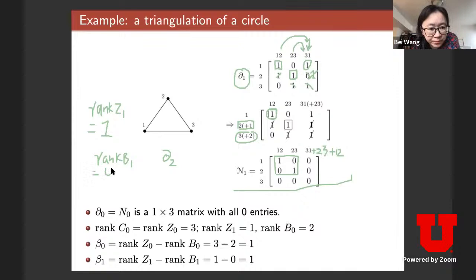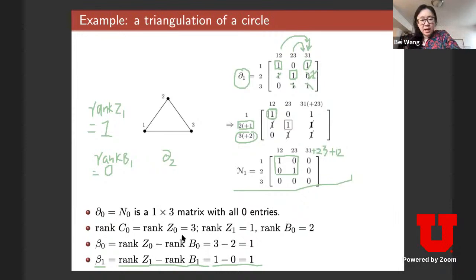So now I know the rank of Z1 and the rank of B1, so I know the Betti number, right? The rank of the dimension one homology is those two minus each other. So that means it's 1 - 0 = 1. So what does this mean? This means after computing those ranks, this space has one tunnel and that's it.